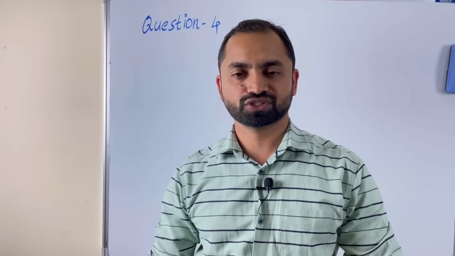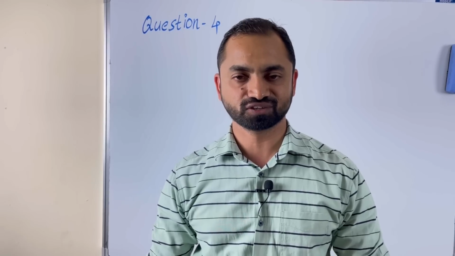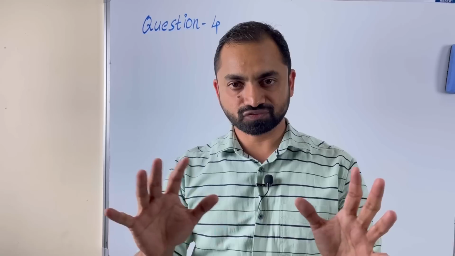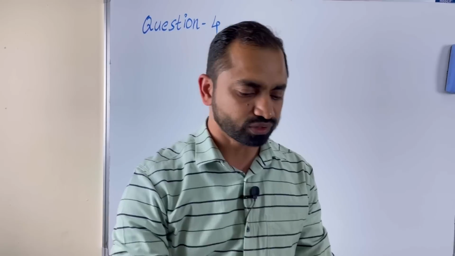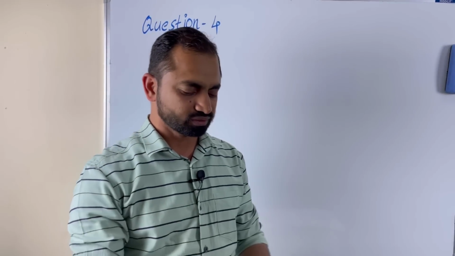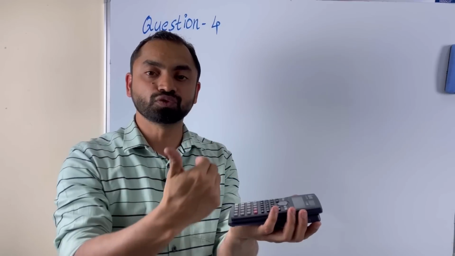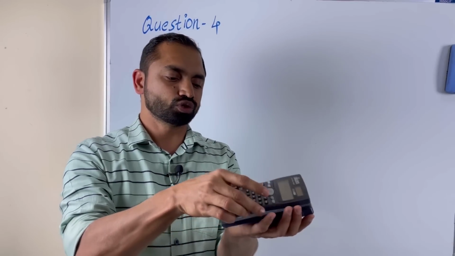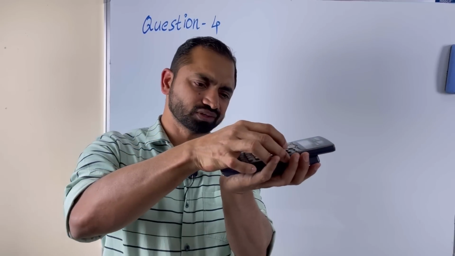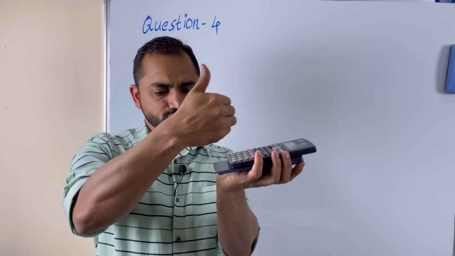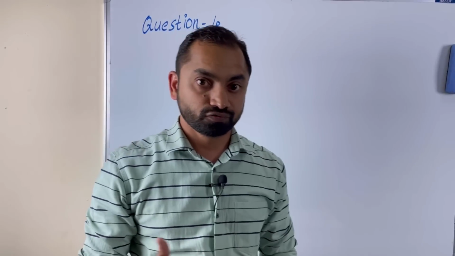Question number 4: to define coefficient of friction and to differentiate between static friction and kinetic friction. Static friction and kinetic friction, that we have already discussed. What is friction? Friction is when one object is moving over the other. When this object is moving over the other, there will be an opposing force between the two surfaces in contact, which will oppose the motion of the object. That force is called friction.